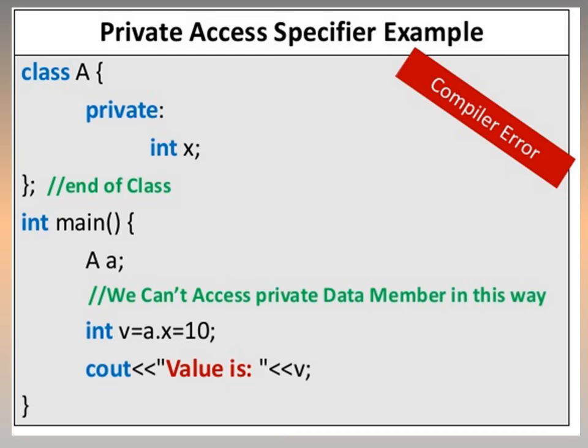So in class A, under the private access specifier, we declare int x, and here is the end of the class. So in that class, it is under the private access specifier. Then in the main function, we create the object a. We cannot access the private data member in this way, that is, int v is equal to a.x is equal to 10. Through the object, we cannot access the private data members. So cout value is equal to v is not going to print, because that private data member is not accessible. So here you will get a compiler error.